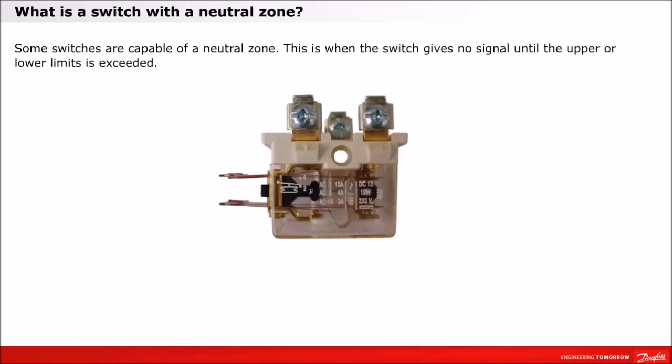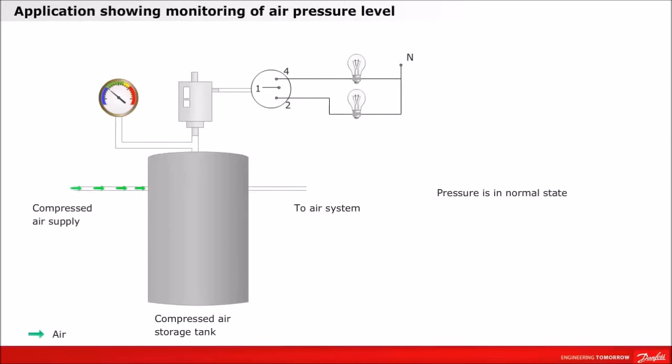Some switches are capable of a neutral zone. This is when the switch gives no signal until the upper or lower limits are exceeded. On the following pages, you can see an example of a neutral zone application and a graph of the contact function. Let's take a look at an application for monitoring the air pressure level.